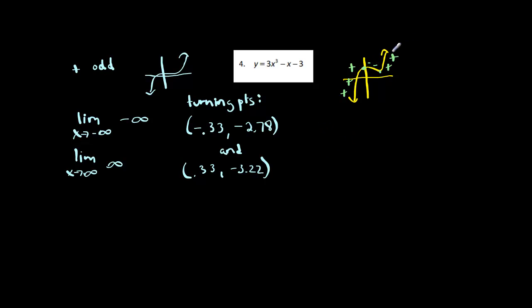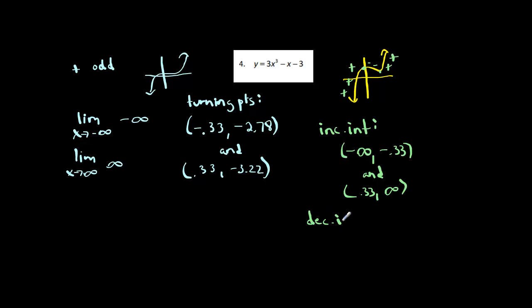So the increasing intervals, you're going to have two of them. From negative infinity to the x-coordinate of that point, which was negative 0.33, and from the x-coordinate of that point, which was 0.33, to positive infinity. The decreasing interval is going to be from the x of there to the x of there, so negative 0.33 to 0.33, and you're done.